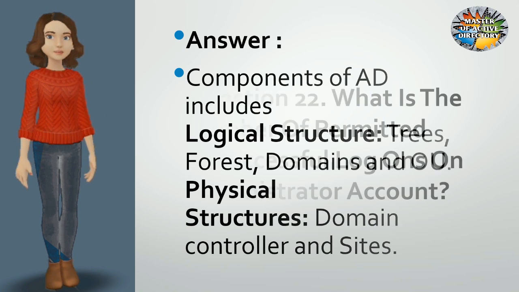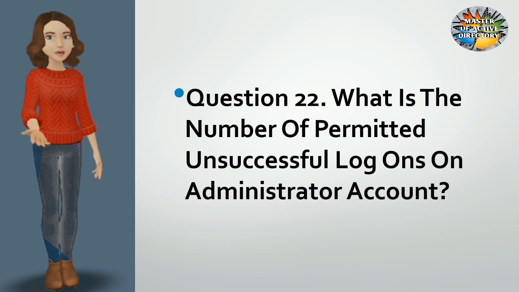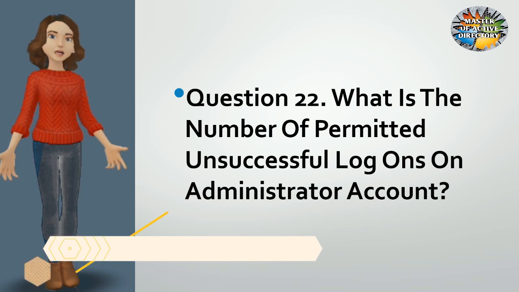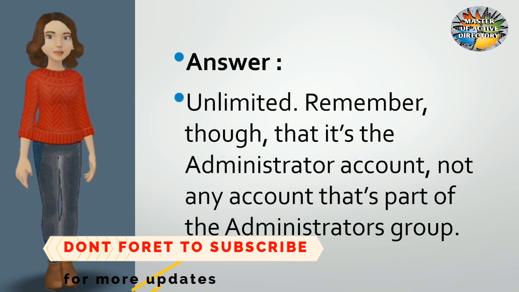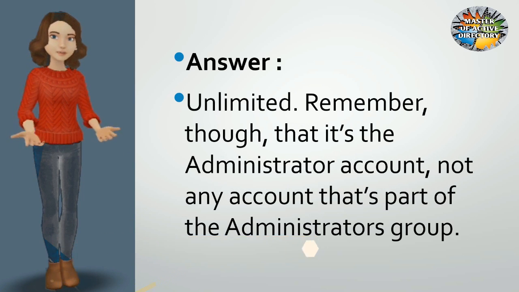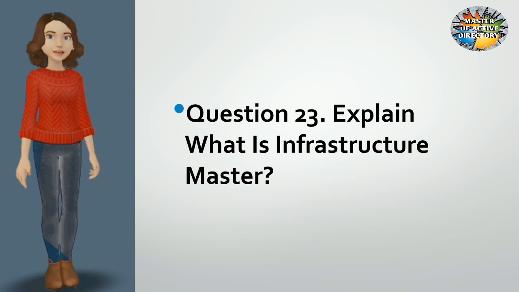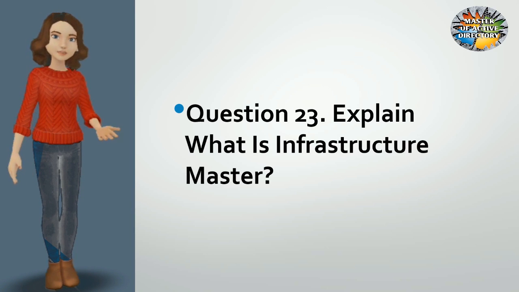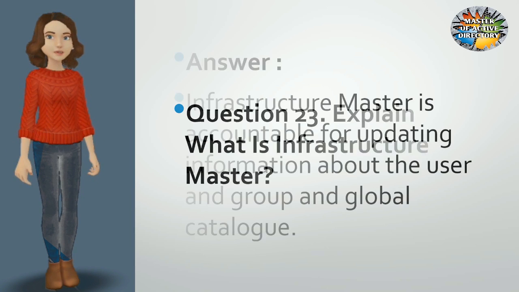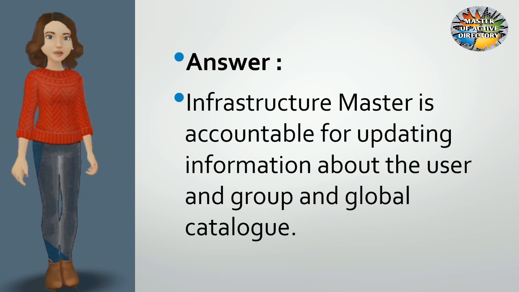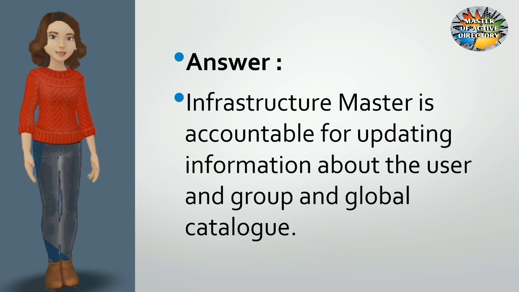Question 22. What is the number of permitted unsuccessful logons on administrator account? Answer. Unlimited. Remember, though, that it's the administrator account, not any account that's part of the administrators group. Question 23. Explain what is infrastructure master. Answer. Infrastructure master is accountable for updating information about the user and group in global catalog.